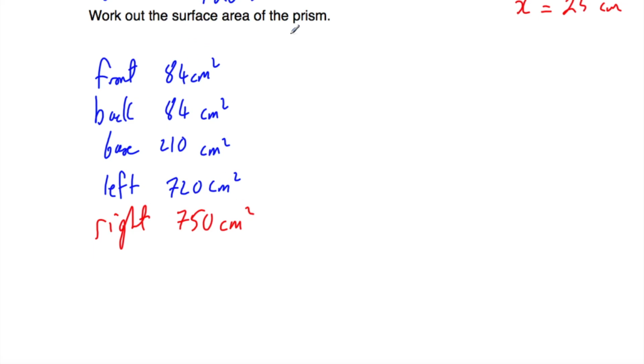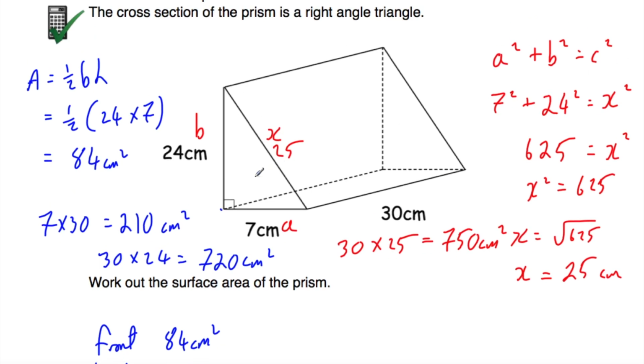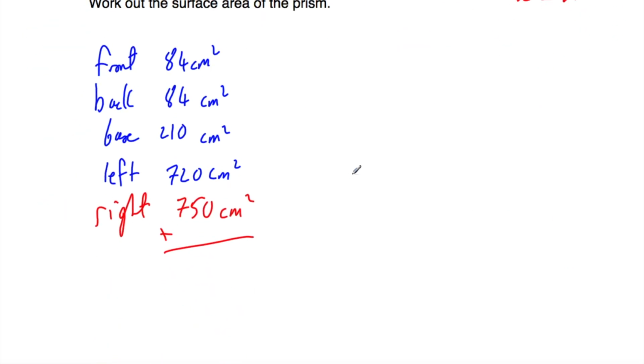So if we want to find the total surface area of that prism, we just need to add together the area of the front, which is 84 centimeters squared, the area of the back, which is 84 centimeters squared, the area of the base, which is 210 centimeters squared, the area of the left-hand face, which is 720 centimeters squared, and finally the area of this right-hand face, which is 750 centimeters squared. And when we do that, we get an answer of 1,848 centimeters squared. So that's the total surface area of that prism. And that's it.